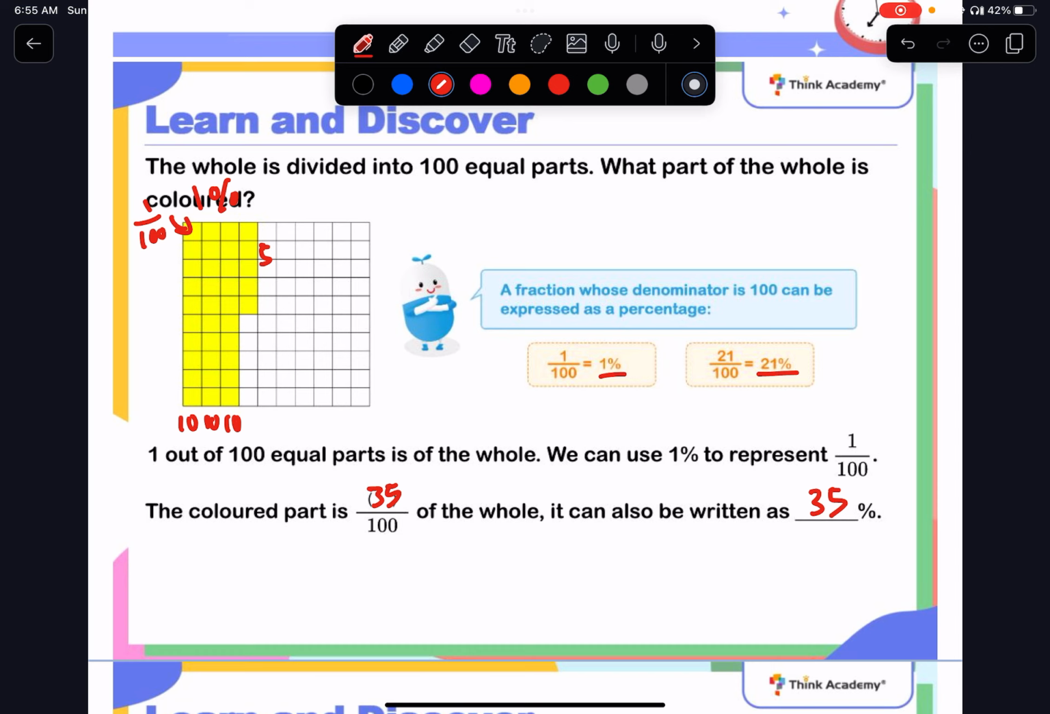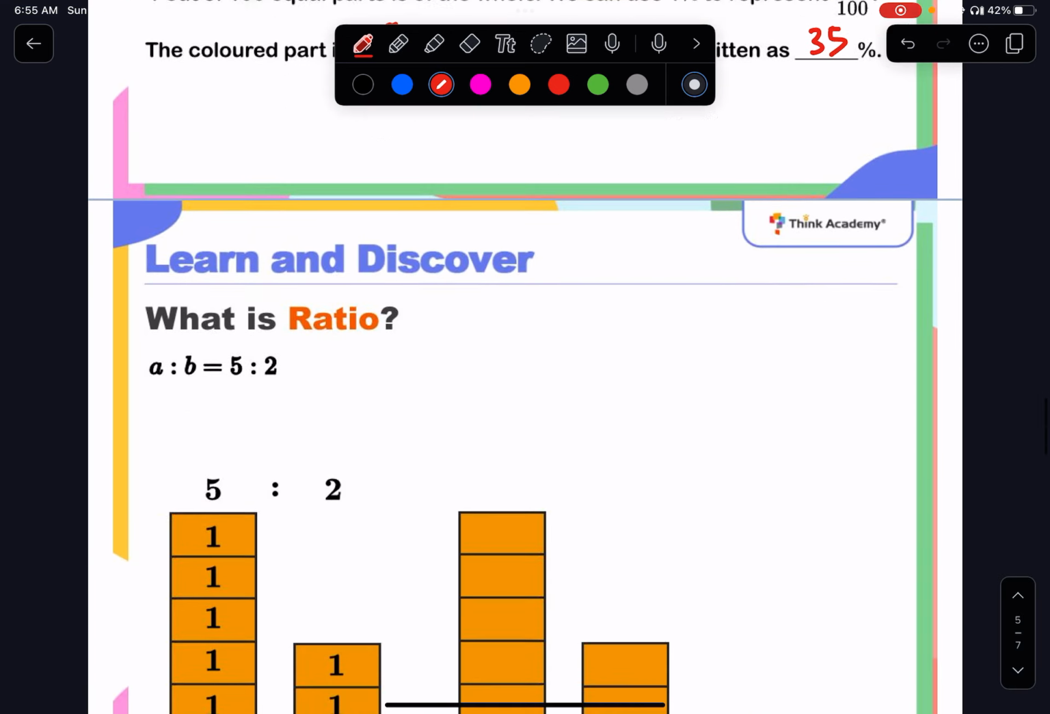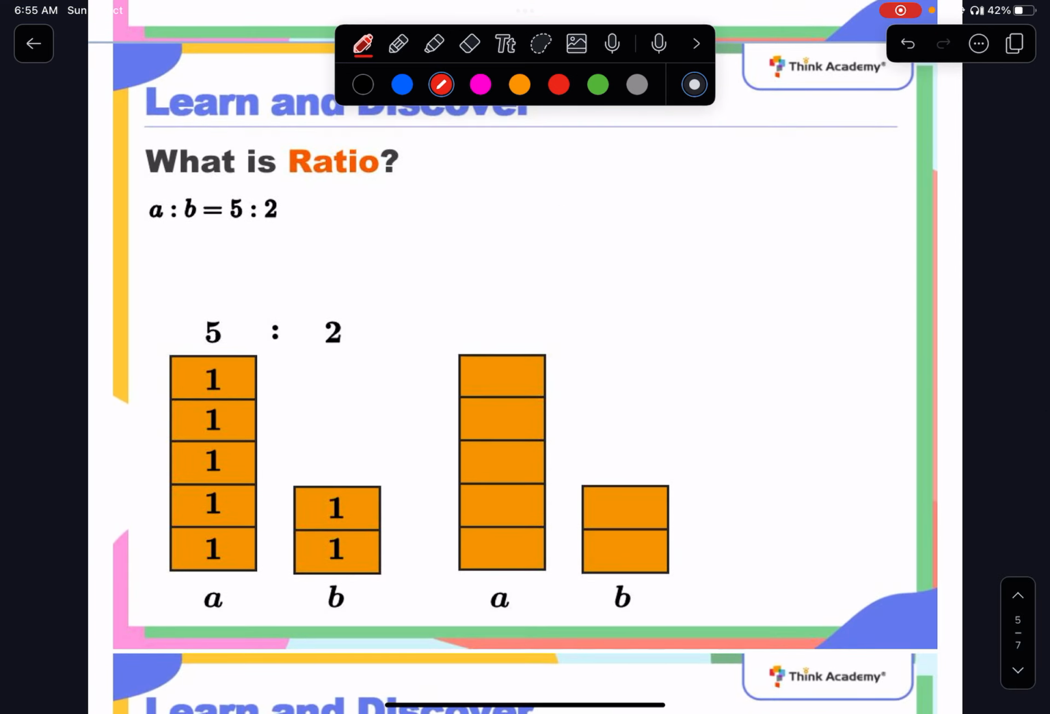Great. And finally, we learned about ratio. Ratio is actually the hardest, I think. So what is a ratio? For example, A to B equals 5 to 2. What does that mean? It means if A is 5 blocks, then B must be 2 blocks. Okay, it is the comparison of two things. You compare the size of two things. If A is 5, then B is 2. That's basically ratio. But does that mean that A equals 5 and B equals 2? Not really.